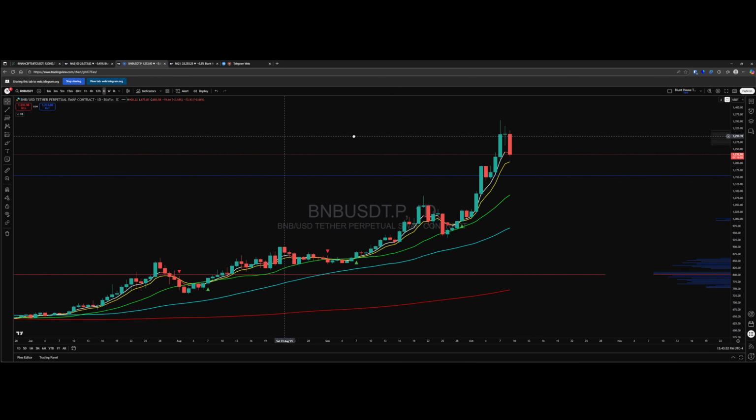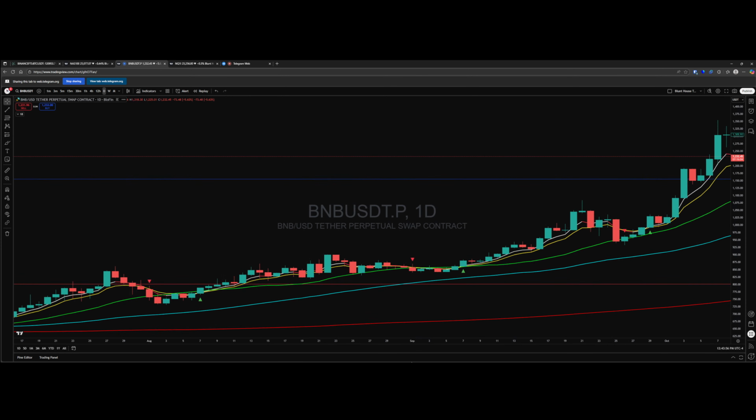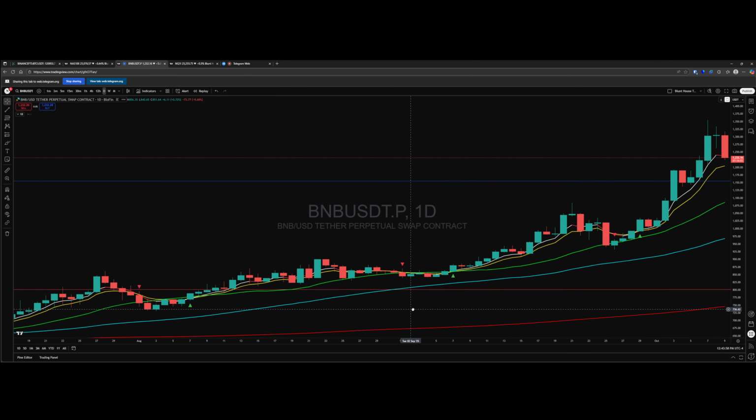This doji candle at the top of a bull run, how many times have we seen that? Produces this. Fairy dust, right? Yeah.